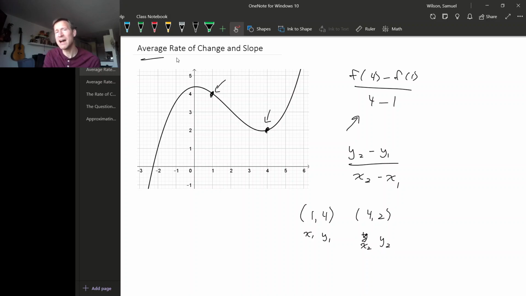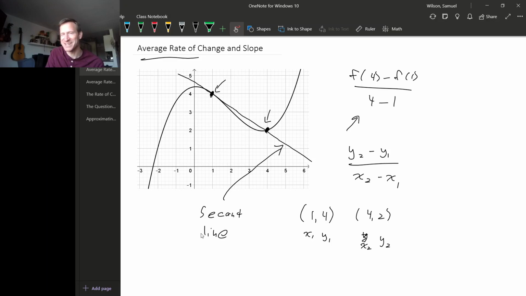So when you find an average rate of change, what you're really finding is the slope of the line that goes through the 2 points on the graph. So when we have a line that goes through 2 points on a graph like this, we'll call this a secant line.